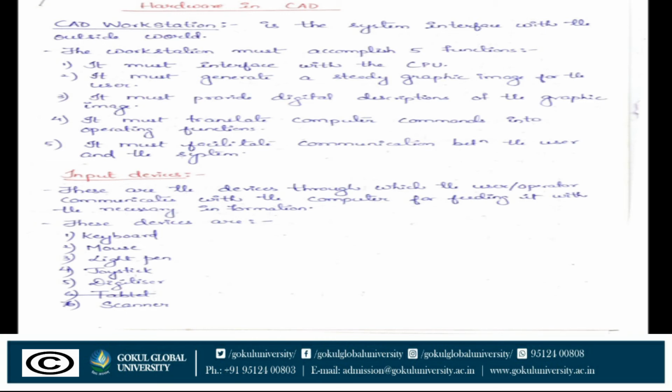A CAD workstation is a system integrated with all necessary components. It must interface with the CPU, generate a steady graphic image, produce a digital duplicate as well as a graphic image, translate computer commands into operating functions, and facilitate communication between the user and the system. The input devices are the keyboard, mouse, light pen, joystick, digitizer and scanner. These are some input devices used in a CAD workstation.